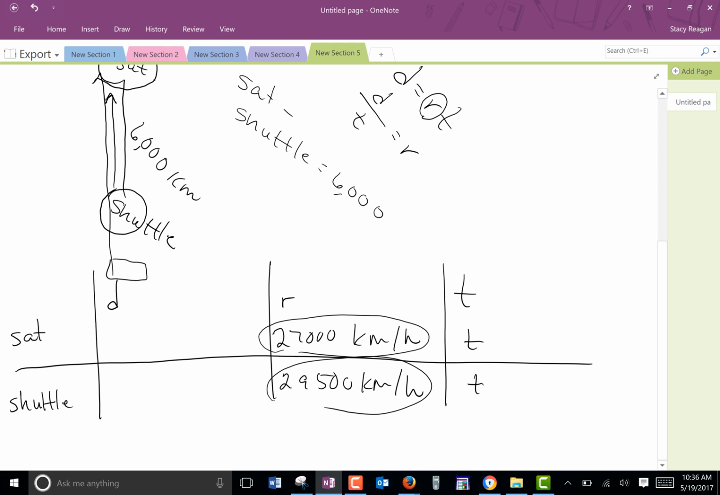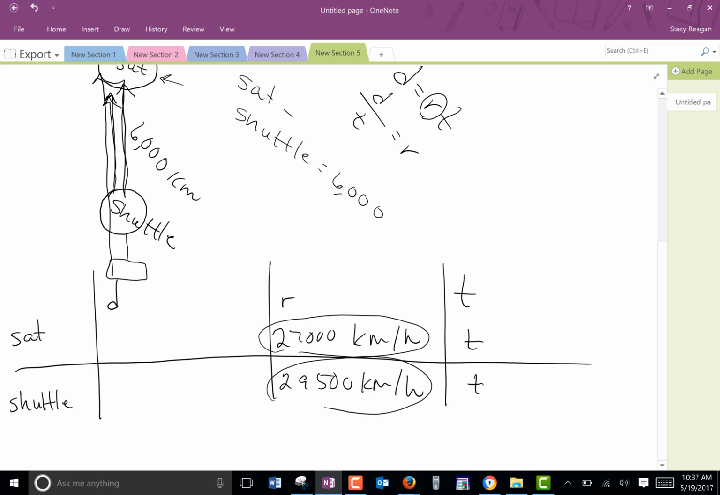So if the distance between this right here is 6,000, the shuttle is going to have to go a little bit further, because it's going to have to go what it's already gone and the 6,000 to catch up. So it's going to have to travel a little bit further, because we're saying that the satellite is stopped at its distance here between the shuttle and the satellite, and we're trying to overtake it. We're going a little bit faster with the shuttle. It's trying to increase in speed, so it's going to have to travel further than the satellite.